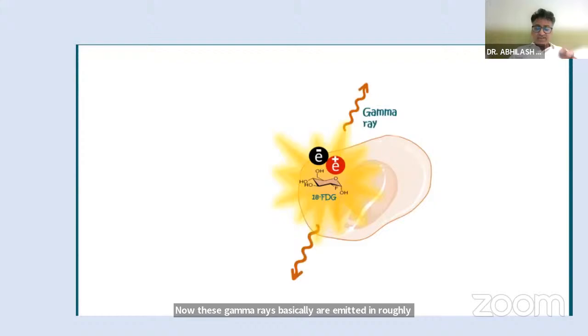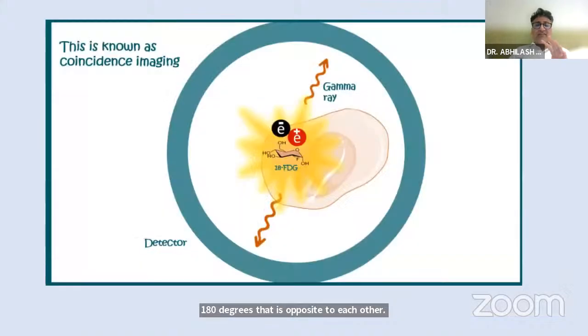These rays are then detected by a detector through a process called coincidence imaging, wherein a gamma ray hits the detector, and the detector at 180 degrees to it detects another gamma ray within a specified time interval, showing that both are coming from the same particular region.